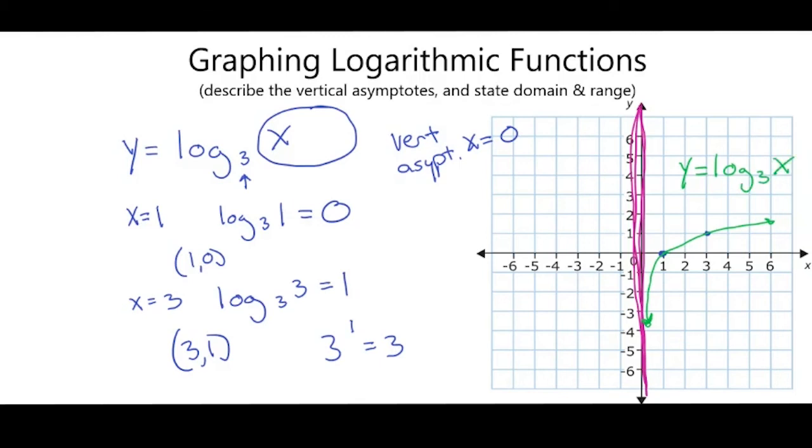Now, I also need to find my domain and range. So what can x equal and what can y equal? That's what your domain and range are. Well, let's find our domain first. What can x equal? Well, I see that x never gets to be 0 or less, so x has to be greater than 0. And I notice that my line can stretch as high or low as it wants to. So that means that my range is all real numbers. And that's how you graph y equals log base 3 of x.